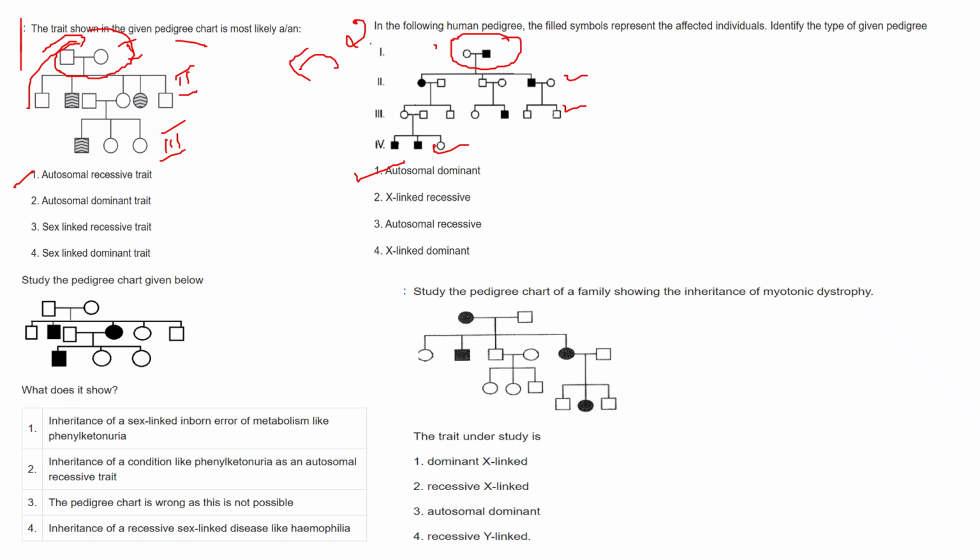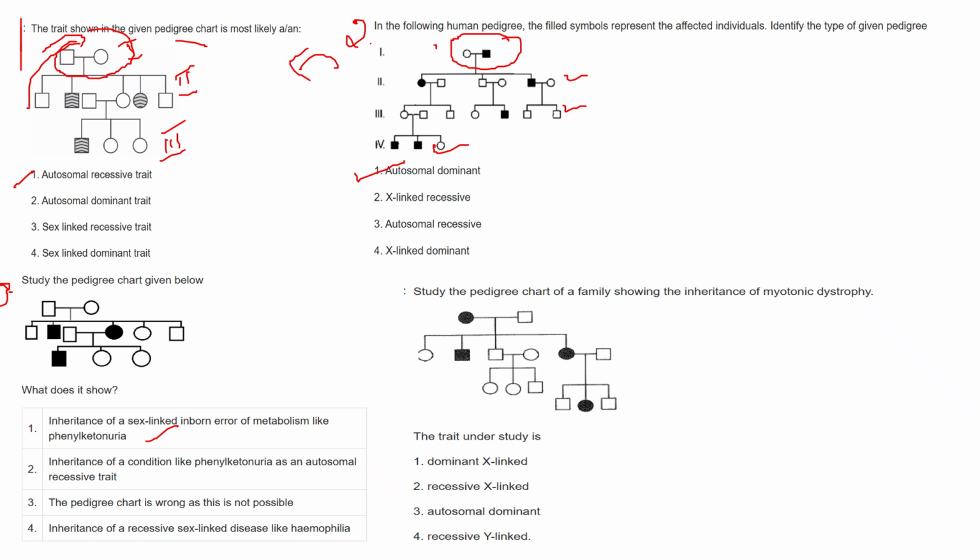Third question. Study the pedigree chart given below. What does it show? Inheritance of a sex-linked inborn error of metabolism like phenylketonuria. Inheritance of a condition like phenylketonuria as an autosomal recessive trait. The pedigree chart is wrong as this is not possible. Inheritance of a recessive sex-linked disease like hemophilia. So what does it show?